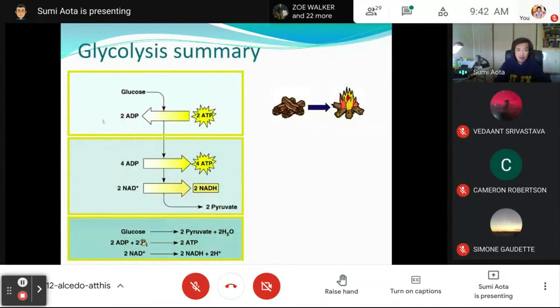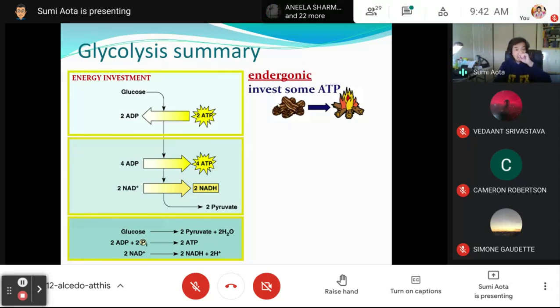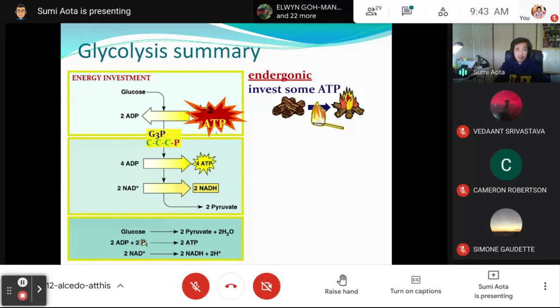So, the first half of glycolysis is the energy investment. We're putting energy in. The first half is endergonic. We're going to invest a little bit of ATP, equivalent to adding activation energy. So we're going to take 2 ATPs and take those phosphates and attach them to the glucose, and we're going to get 2 ADPs out of it. By doing that, we're going to get 2 molecules of G3P.